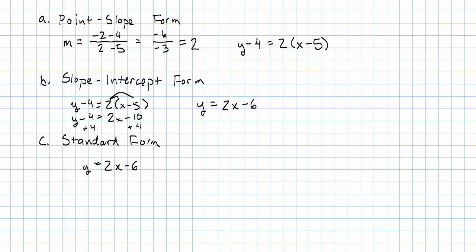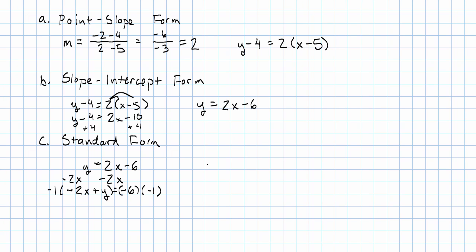Finally, to get standard form, I'll take my slope-intercept form and I'll follow the steps to get standard form. I'm not following rule 1. I have variables on the right, so I need to get rid of that 2x term. I'll subtract 2x on both sides, and I'll get negative 2x plus y equals negative 6. Now I'm following the first rule but not the second. My x term is negative. I'll multiply both sides by negative 1.